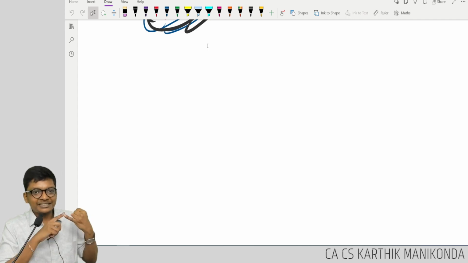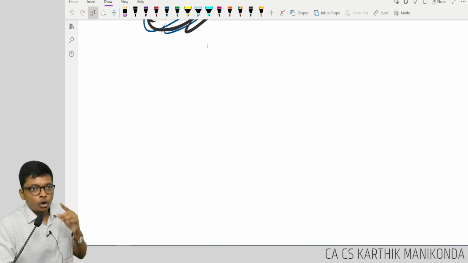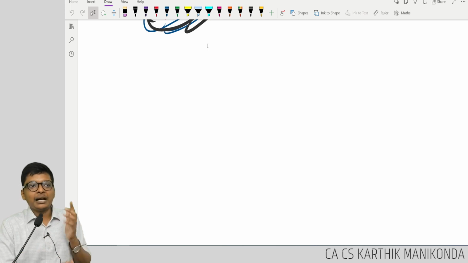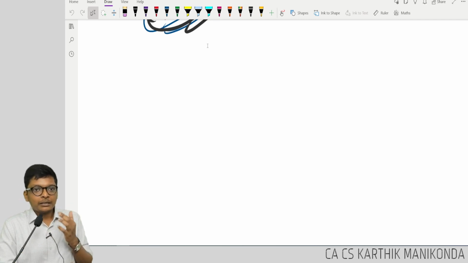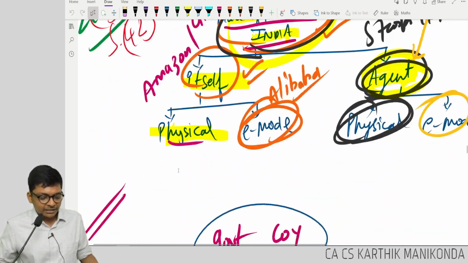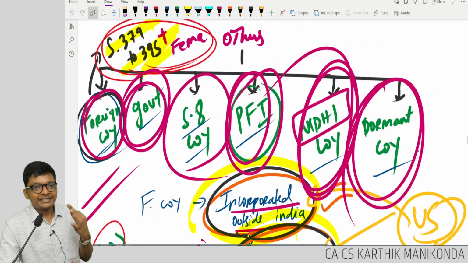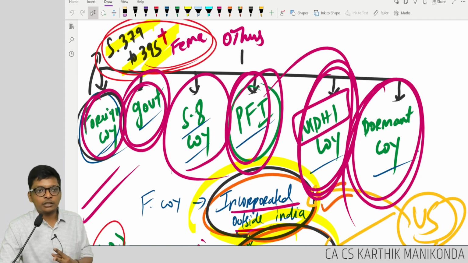Based on members: private, public, small, one person company. Based on control: holding and subsidiary company, associate company. Based on access to capital: listed, unlisted company. And other classifications, we have foreign company, government company, Section 8 company, public financial institution, Nidhi company.